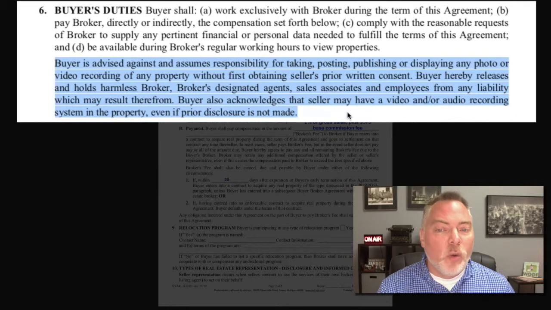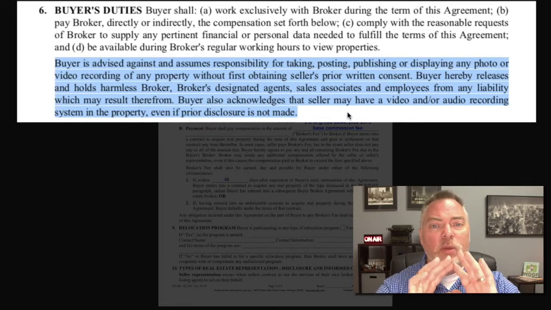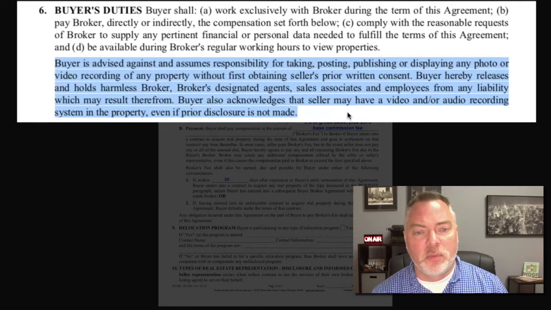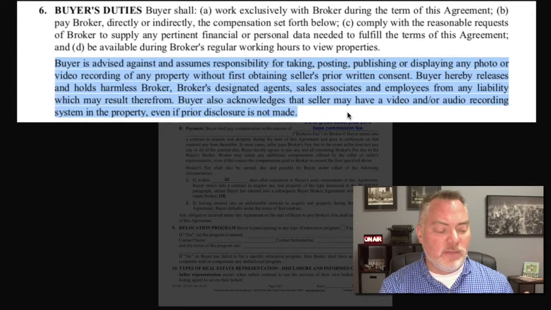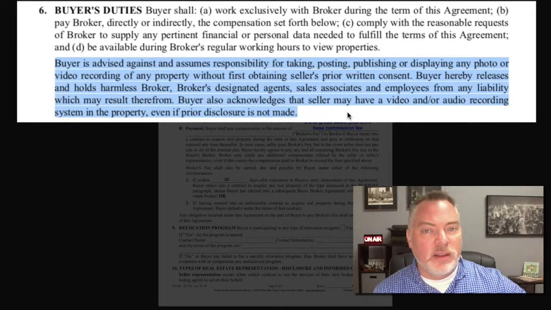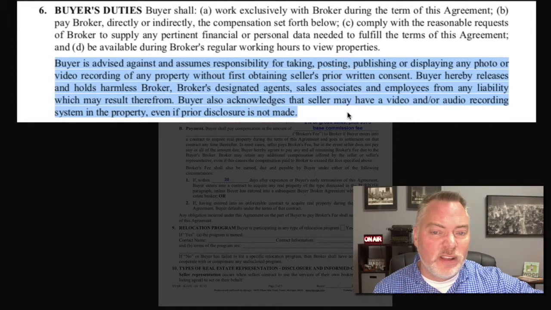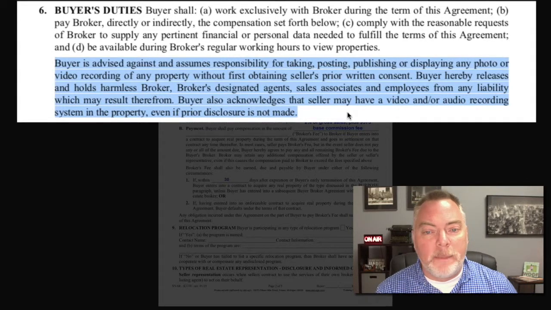And that you are holding us harmless. If you choose to do that, even though we've warned you against it, we're not going to be responsible for the outcome. If you do need to live stream or take video or photo, I need to get written consent from the seller, a listing agent, via at least email before you do that.